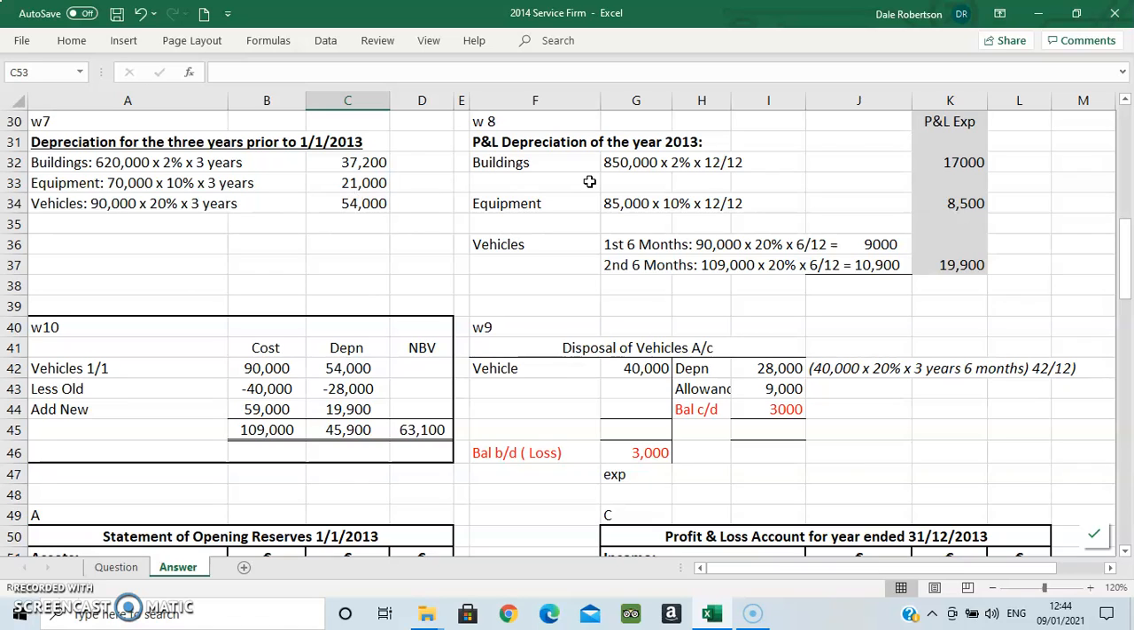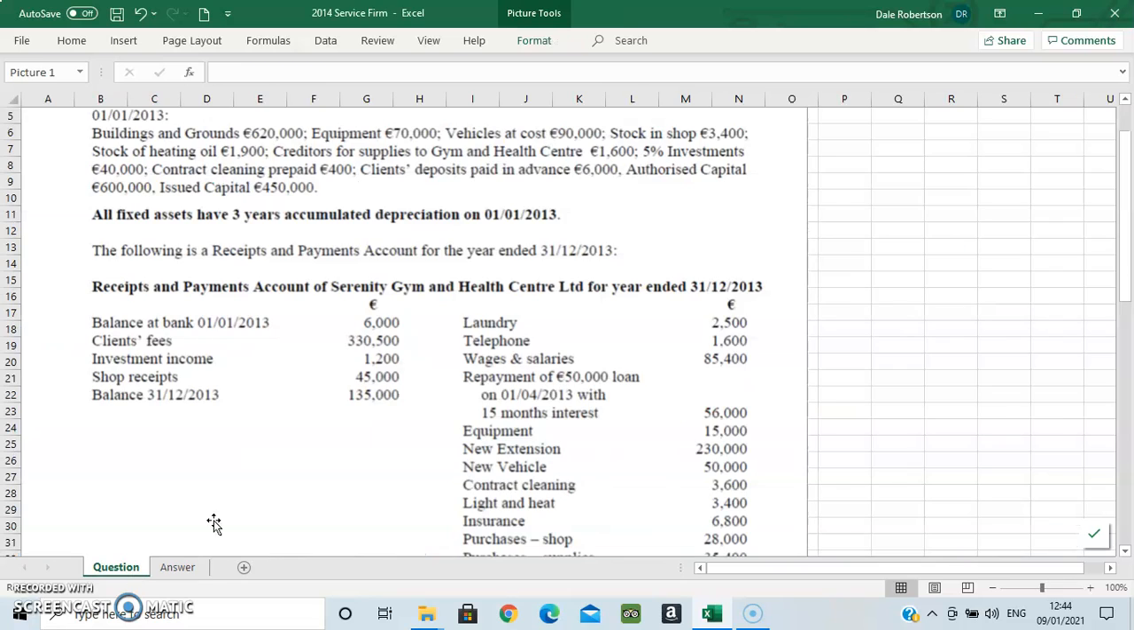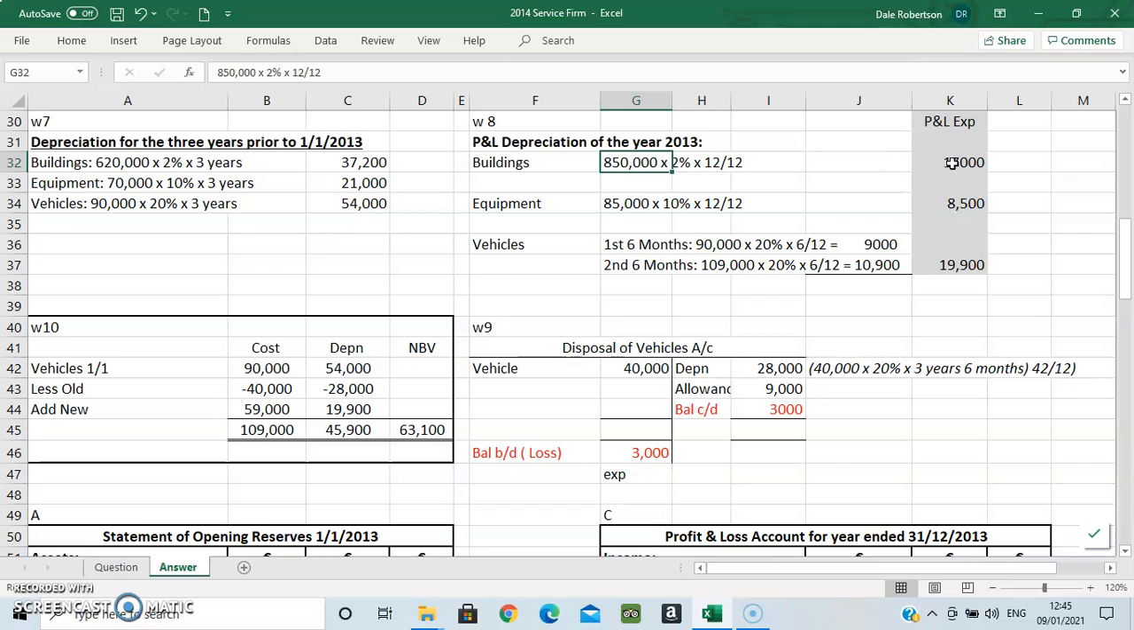Then at the end of the year, we have changed this situation slightly. Buildings at the end of the year is 850 by 2% by 12 over 12. How did I get that 850? Well, if we look back to the question, that is your 620 at the start, plus we built an extension of 230. So that's where you get that 850. And when you get 2% of that, of course that's 17,000. Now you will be writing that off or eradicating that when you do your evaluation on buildings. I think you're going to revalue them up to 900,000, but I'll let you do that in your own time.